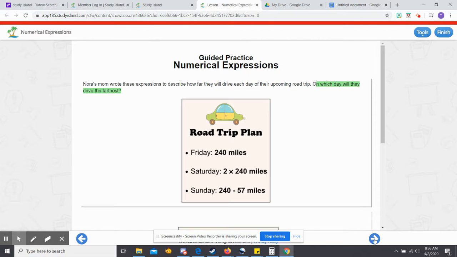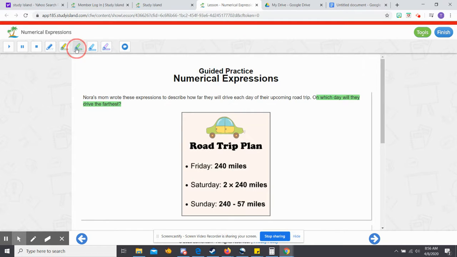Now, if I'm looking at this first, I'm noticing that it kind of looks like a word problem, which means I might want to use my tools, and you'll notice that I've done this, and I want to highlight what the question is actually asking. So we read the question. Nora's mom wrote these expressions to describe how far they will drive each day on their upcoming road trip. On which day will they drive the farthest? So when I'm seeing the farthest, I'm looking for the day they drove the most miles.